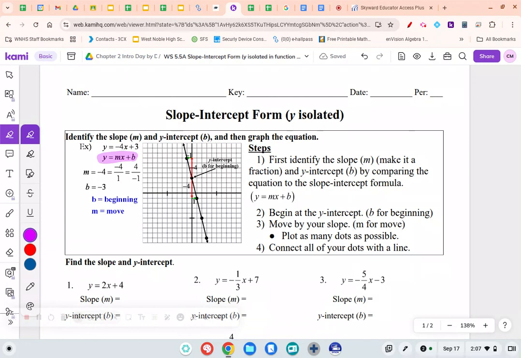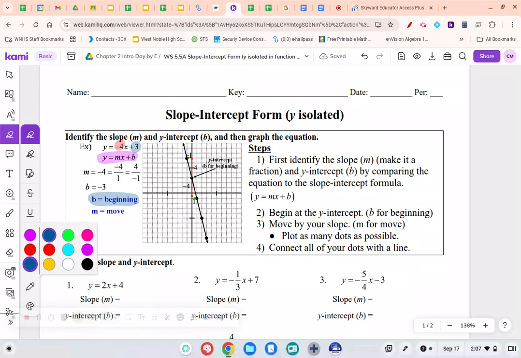The number in front of the x, that is always our slope. So in this case, it is -4. The number that's either added or subtracted, not with the x, is our b. That is our y-intercept. So if you look down here, we have b. You can think of that as your beginning. This is where you start.